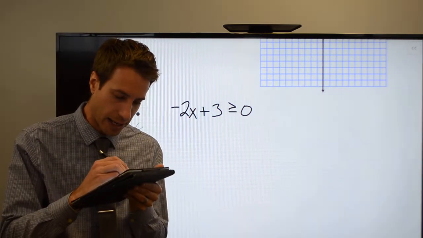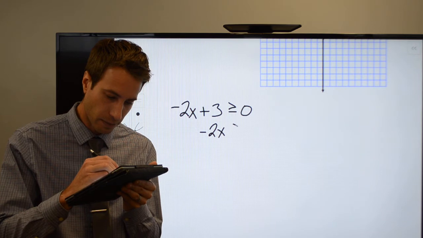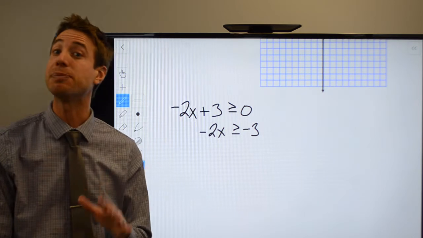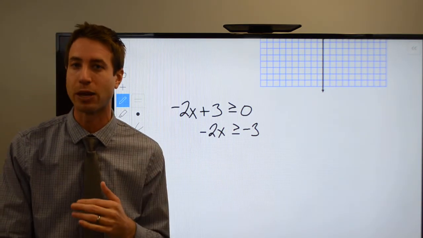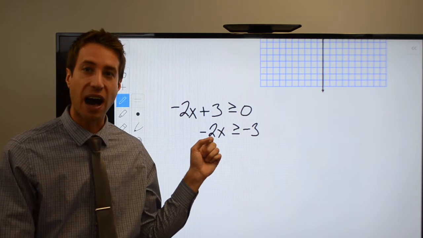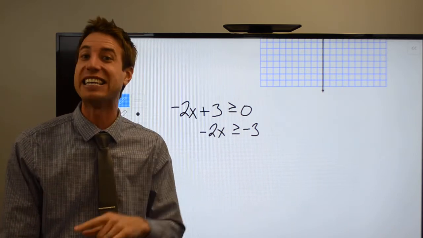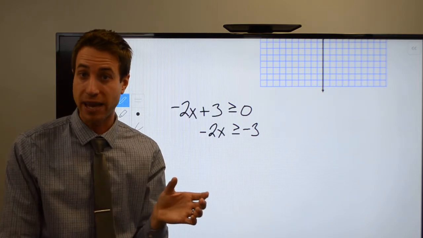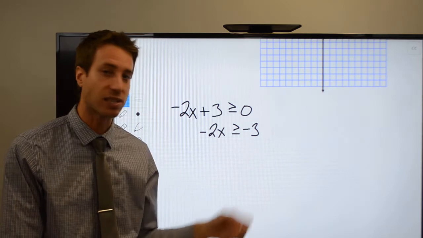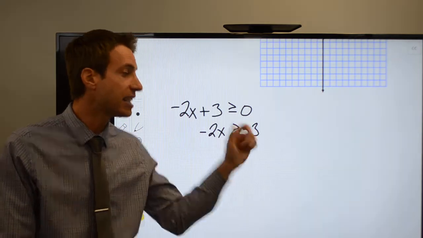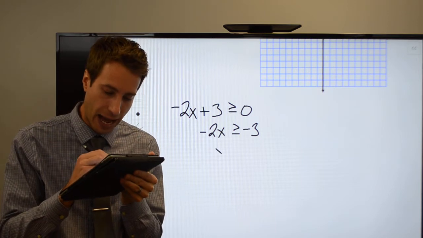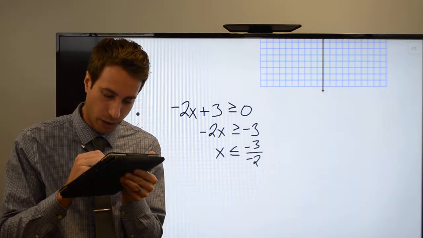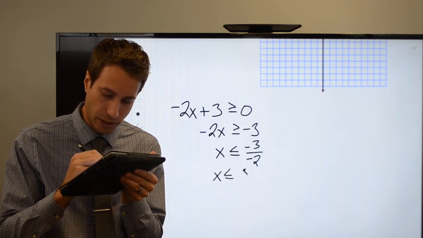Subtract 3 to the other side. And then to get the x by itself, I need to divide by a negative 2, but please be careful. This is really good review of working with inequalities. Anytime you multiply or divide by a negative number on either side of the inequality, you have to remember to flip that inequality sign. I'm going to be dividing both sides by a negative 2, which means I'm going to need to flip my inequality. So x is actually less than or equal to negative 3 divided by negative 2, which means x is less than or equal to 3 halves.